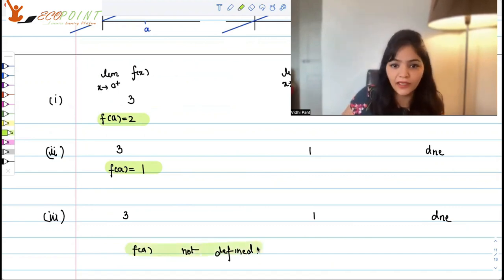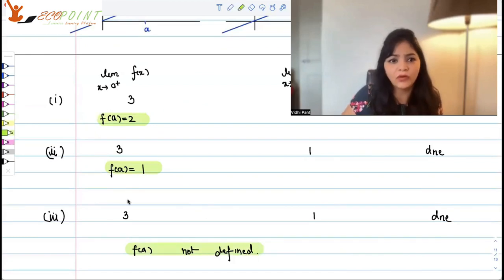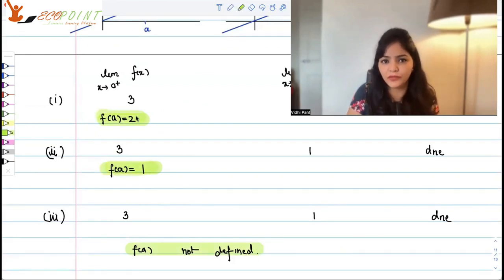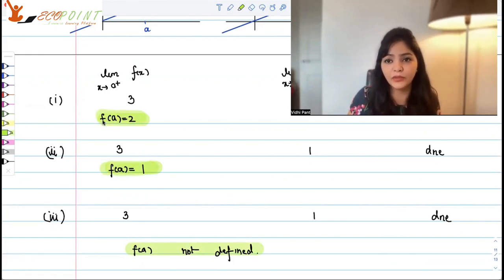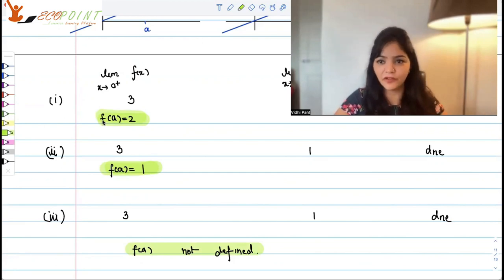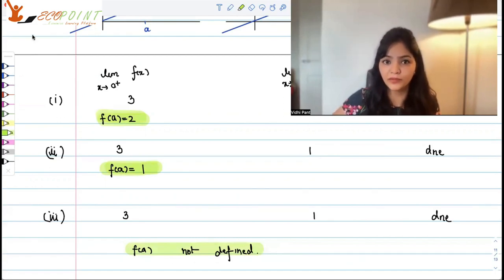So, f(a) might not be defined, or f(a) might be taking two different values, as you can see here. The value in the first example, f(a) equals 2, was absolutely different from whatever limits we were getting, one-sided limits. In the second question, the value that f is attaining is one of the one-sided limits, but still it doesn't give you the limit at this point. The limit in any case does not exist for this function because the right-hand and left-hand limits are giving different values, okay?